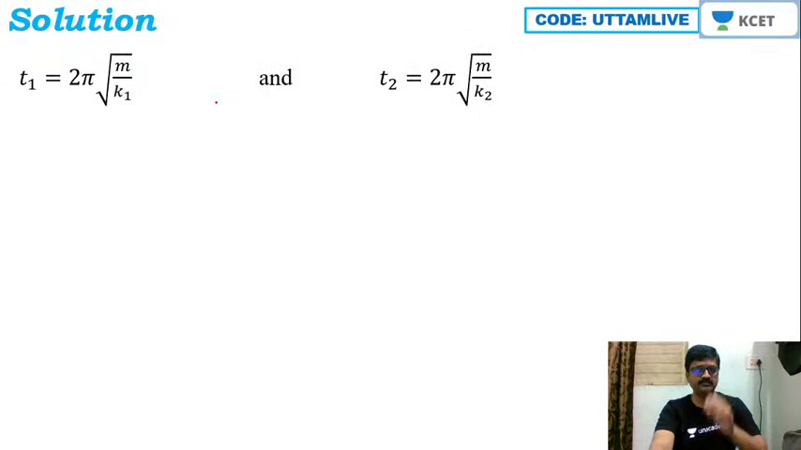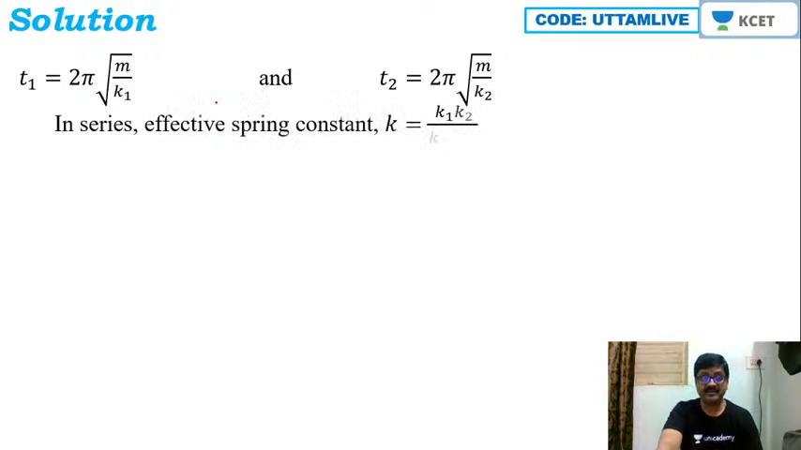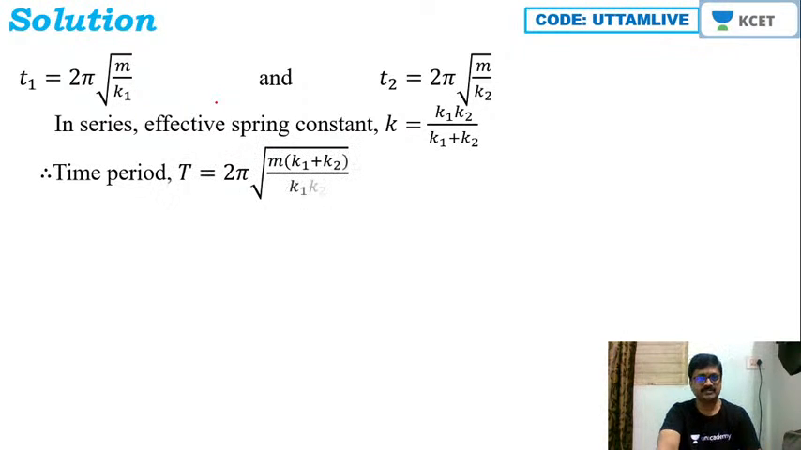Here we know that T1 is equal to 2 pi into root of m by k1 and T2 is equal to 2 pi into root of m by k2. Thus in series the effective spring constant k will be equal to k1 k2 by k1 plus k2. Thus the time period capital T can be written as 2 pi into root of m into k1 plus k2, because this is combined, divided by k1 k2. This is k effective I am writing here. So hopefully you can understand: root of m by k, and k is equal to this particular value. I have substituted it here, so the reciprocal will come because this is in the denominator. I'll take this as the first equation.